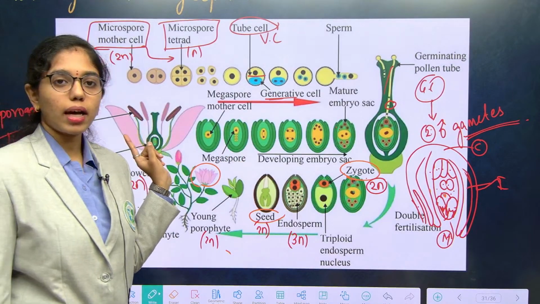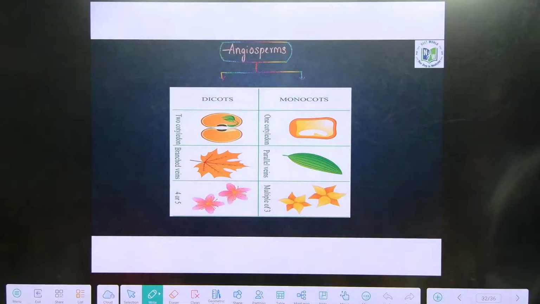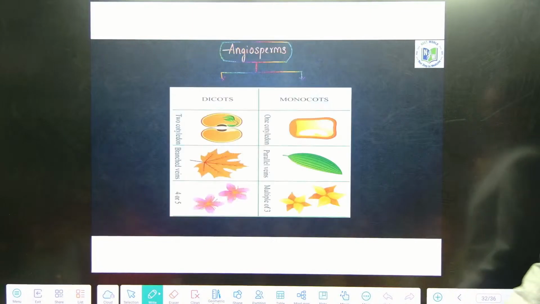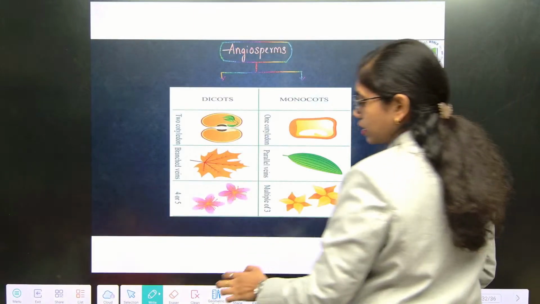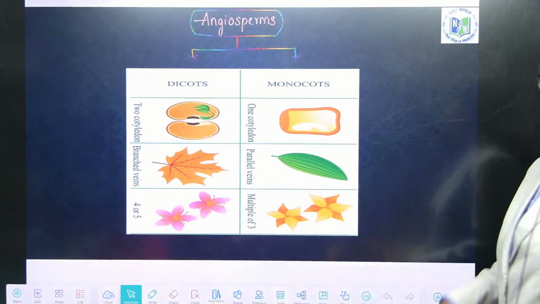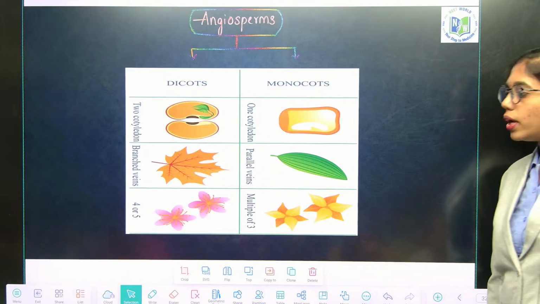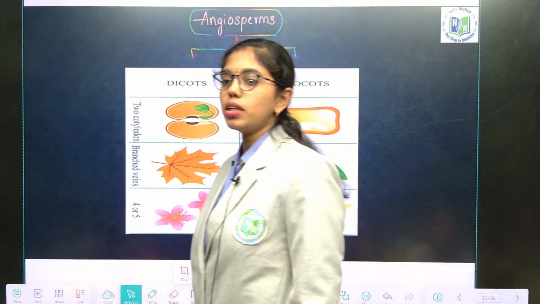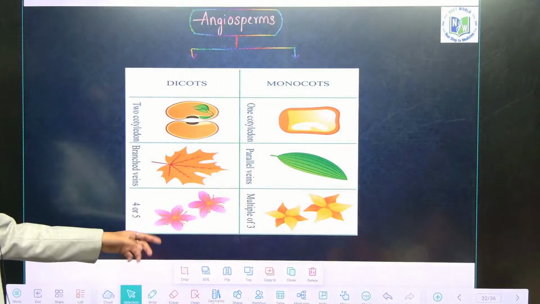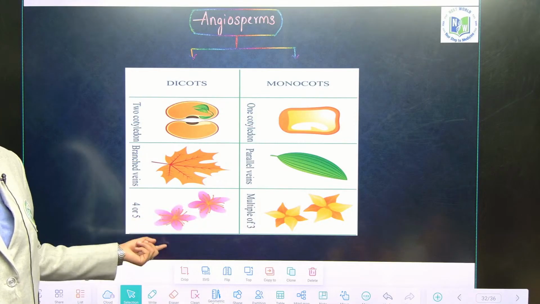Understood everyone about angiosperm life cycle? Clear, no? Angiosperms are again classified into 2 classes. What are they? Dicots and monocots. Dicots will have what type of leaf venation you see? Reticulate venation. How many whorls are present? 4 or 5 whorls. Like how many structures are present over the flower?